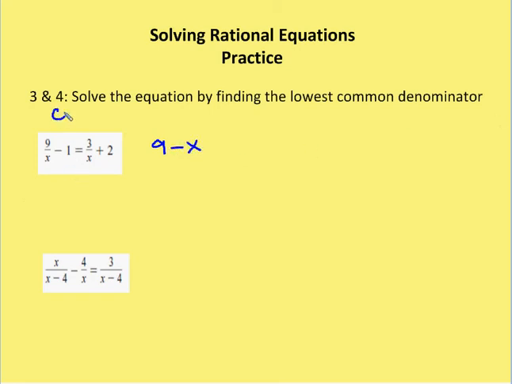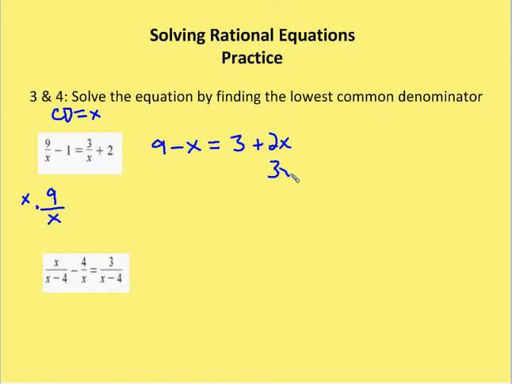So my common denominator is equal to x. I multiply each of the terms by x. 9 over x times x is equal to 9. Minus 1 times x is minus x, or negative x. Now I multiply 3 over x times x, I get 3. And plus 2 times x gives me plus 2x.